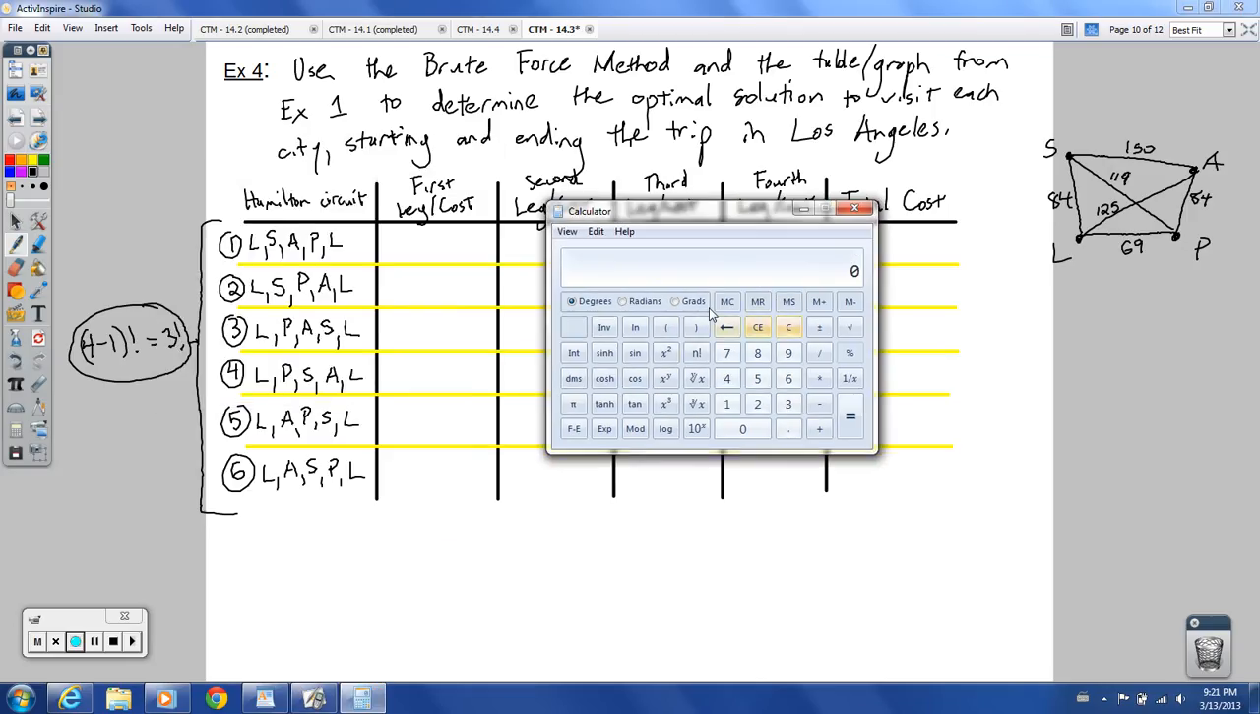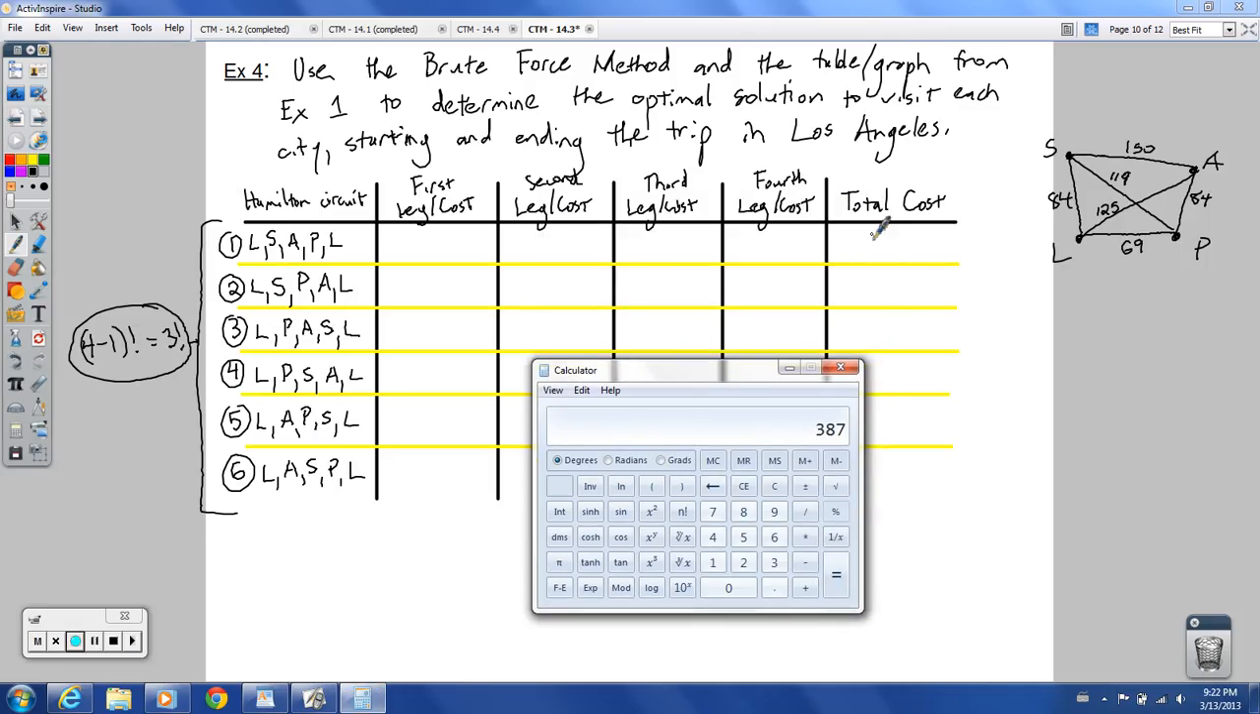So I'm going to use my calculator to do this, and I'm just going to follow along on the graph that I've made here and add them up. LA to San Francisco looks like it would be 84, and then San Francisco to Albuquerque, that's 150, plus 150. Then to Phoenix would be another 84, and then finally back to LA from Phoenix would be 69. And so that would give me 387. My bad, I just figured out the total cost there. So this is the total cost. It's going to be $387.